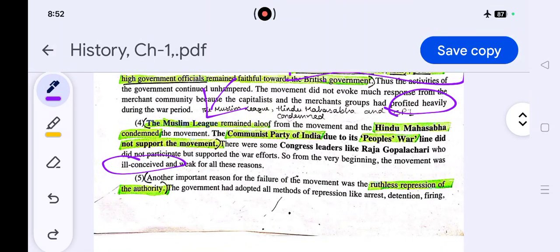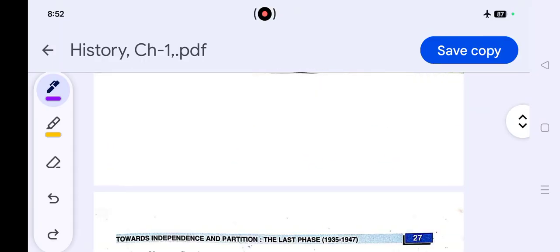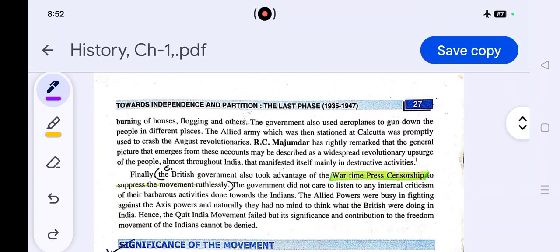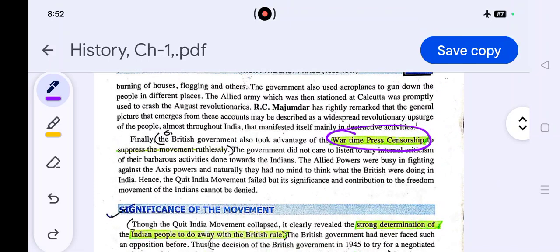And the most important reason was the ruthless repression by the authority. Now, the government had adopted all the methods of repression like arresting, detention, open firings, etc. The British government took advantage of the wartime press censorship to suppress the movement ruthlessly. So during the war, what is press censorship?